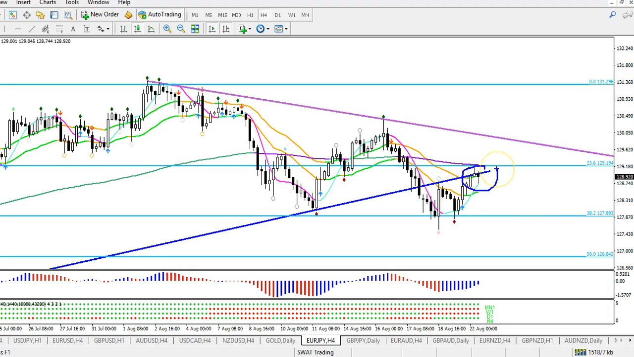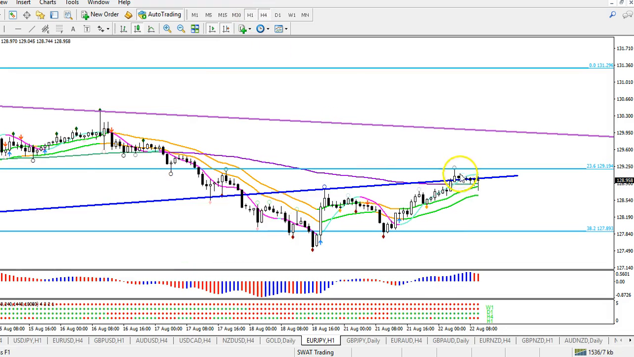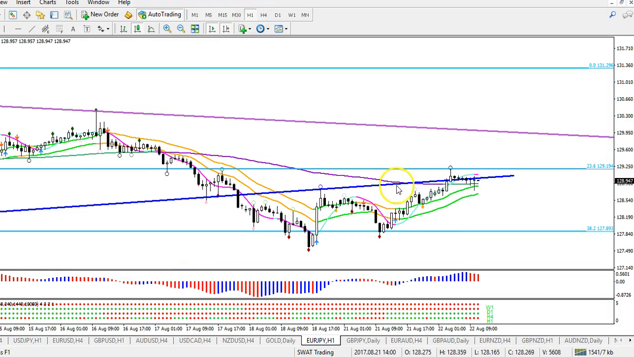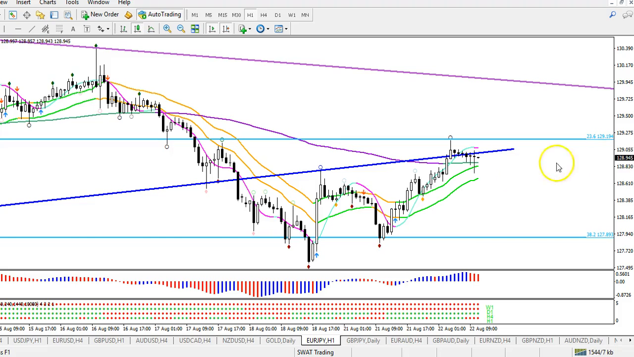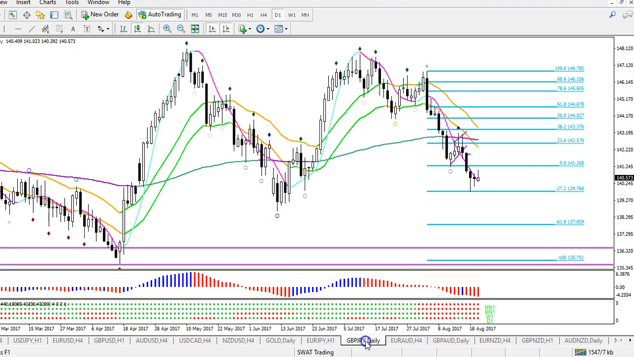It's testing this trend line again. Will it go back into the old trend or will it bounce? It's difficult to say. Looking at the hourly chart, there is divergence between these tops, but I'm not a big fan of trading it either way on the euro yen. I'm going to wait for more price action.